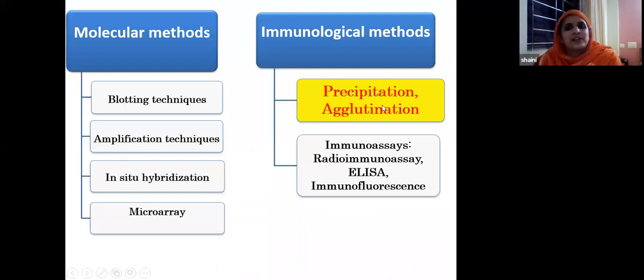Now, precipitation and agglutination tests. These tests have been around for a long time, and they are still popular. From the 1800s onwards, precipitation and agglutination tests started coming into use. They started growing in the early part of the 19th century, and later in the 19th century, the immunoassays came into play.